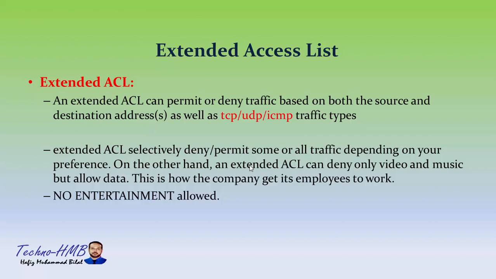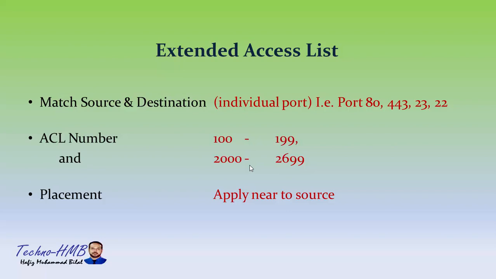No entertainment at all. Extended ACL, in simple points, matches source and destination and individual ports. For example, port number 80, port number 443, port number 23, port number 22. ACL numbers to recognize it start from 100 to 199 and 2000 to 2699. Where is the placement? The placement of an extended ACL is applied near the source. Why? Because an extended ACL has both source and destination. It knows its destination. That's why we have to apply it near the source.